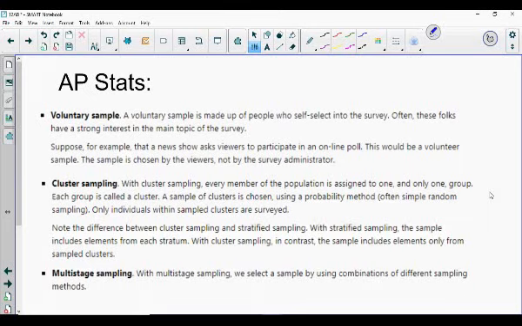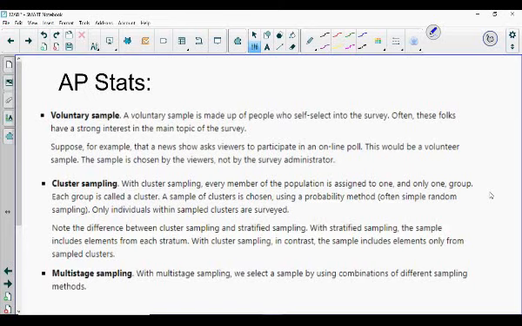There are other sampling methods out there, which I'll just mention in case you're interested in AP Stats. You've got a voluntary sample when people choose themselves to be part of a sampling. That's definitely opening itself up for bias.